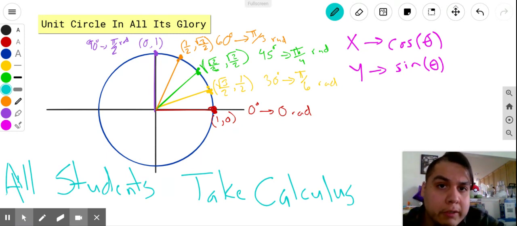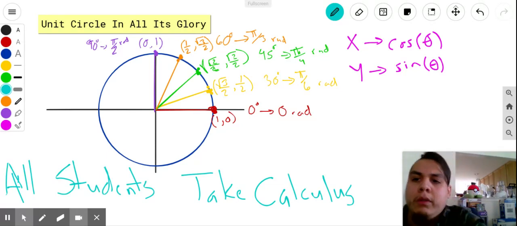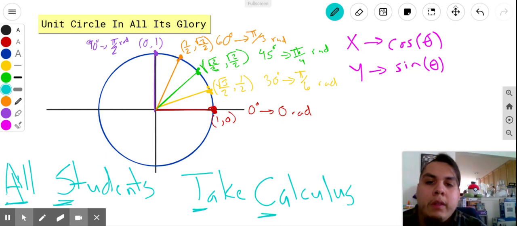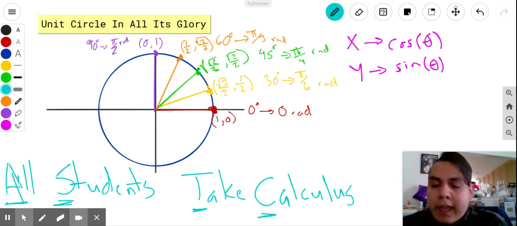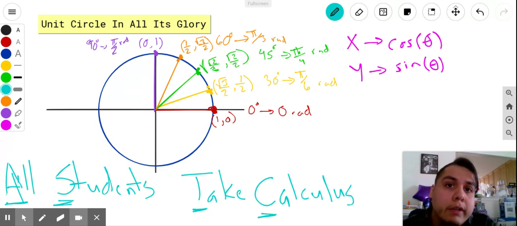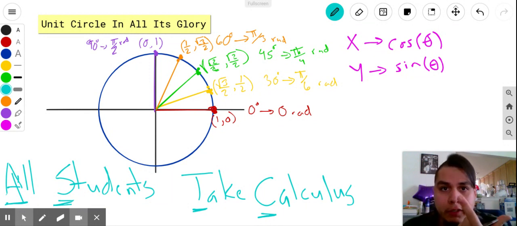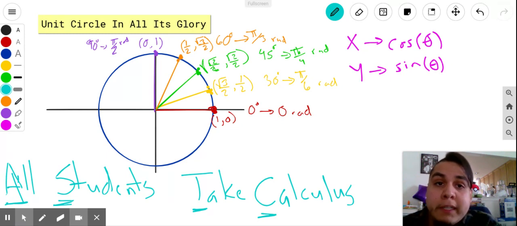We have four quadrants, hence we have four words. We have the A, we have the S, we have the T, and we have the C. So what that means is A would correspond to the first quadrant, and in the first quadrant, all trig ratios would have to be positive, right? The x values are positive, so cosine's positive. The sine values are positive, so the y values are positive, so sine is positive, which means that secant and cosecant would also be positive.